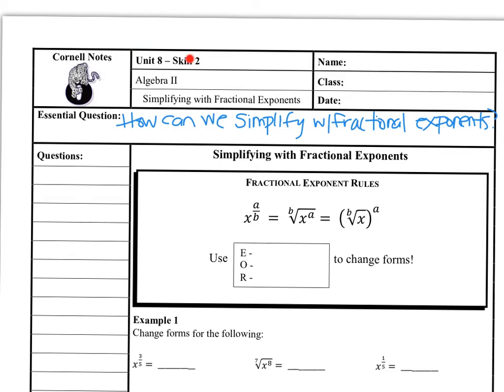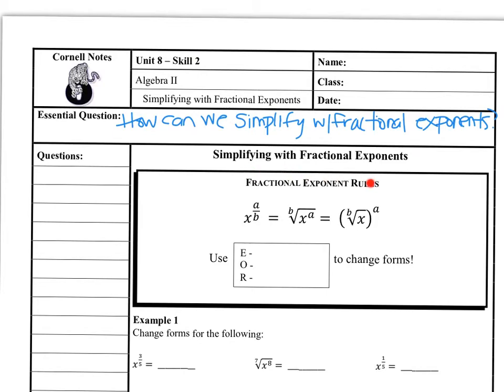You are on Unit 8, Skill 2. Pause the video to write down the essential question. How can we simplify with fractional exponents? So we're going to take a look at some rules first and apply them to the problems below.